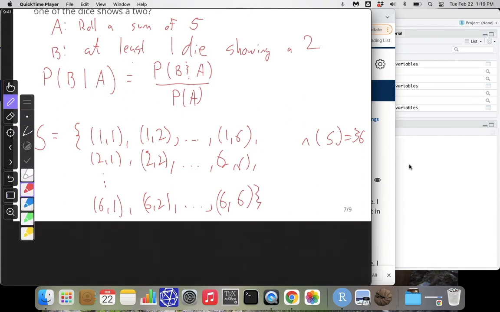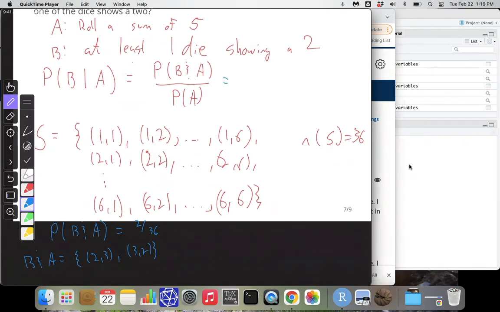Now, what is the probability of B and A occurring? Now, what does that mean? That means we roll a sum of 5 and at least one die showing a 2. So the event B and A, if we write it off to the side here, if we have a sum of 5 and at least one 2, then we have a 2 and a 3, or we could have a 3 and a 2. So that means that the probability of B and A both occurring is 2 out of 36.